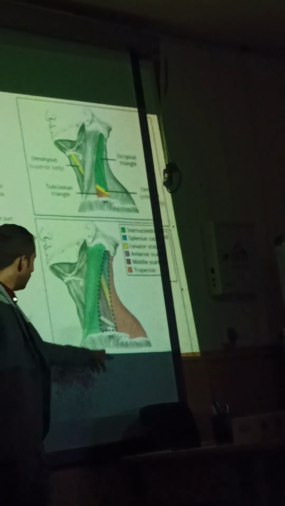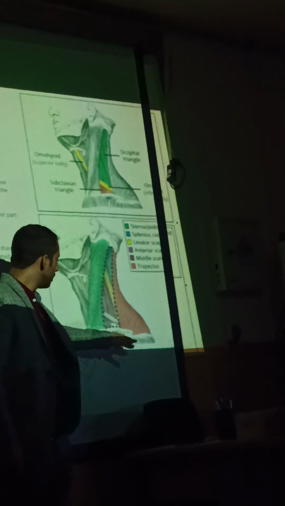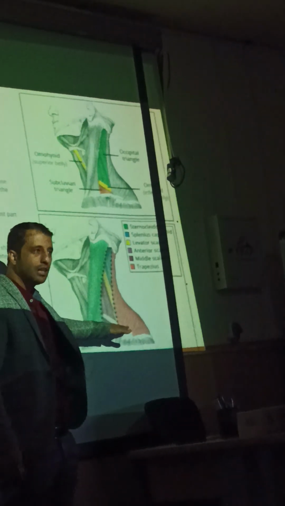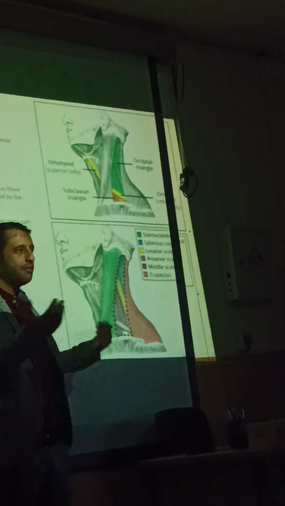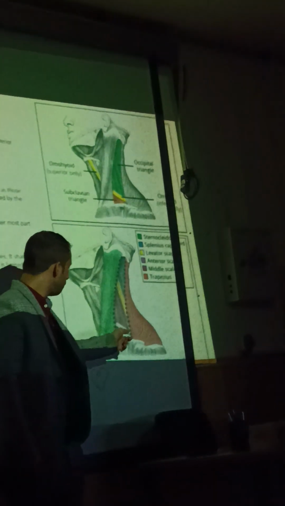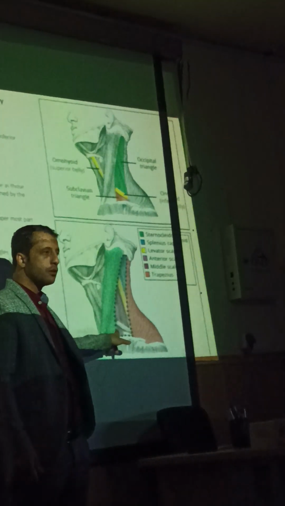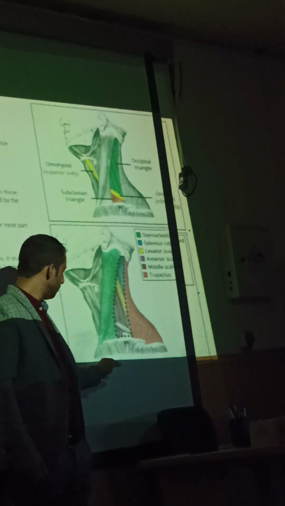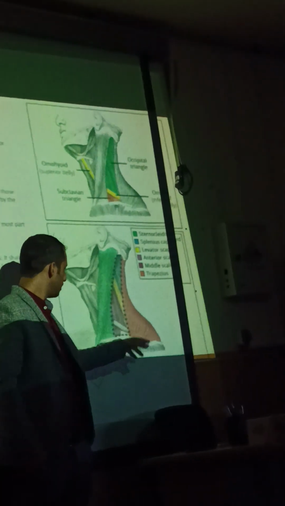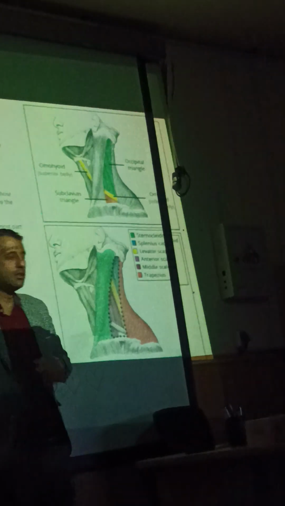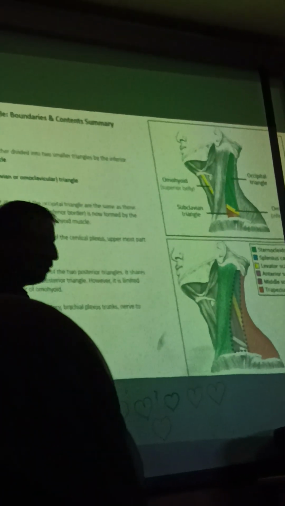Tell me the boundaries of the inferior triangle, which is also named the supraclavicular triangle or subclavian triangle. The boundaries are: anteriorly, the posterior border of SCM; superiorly, the posterior belly of omohyoid; inferiorly, the clavicle. Which part of the clavicle? The middle part of the clavicle.